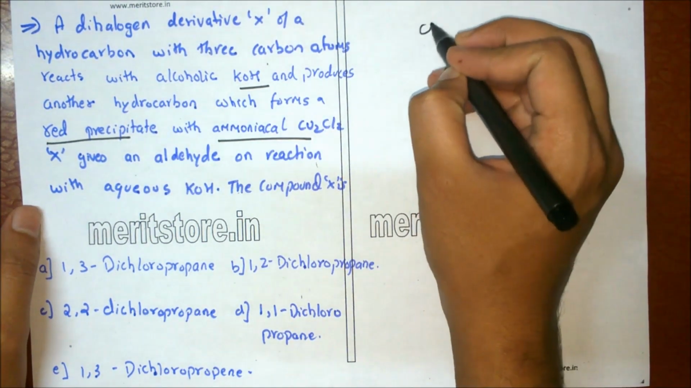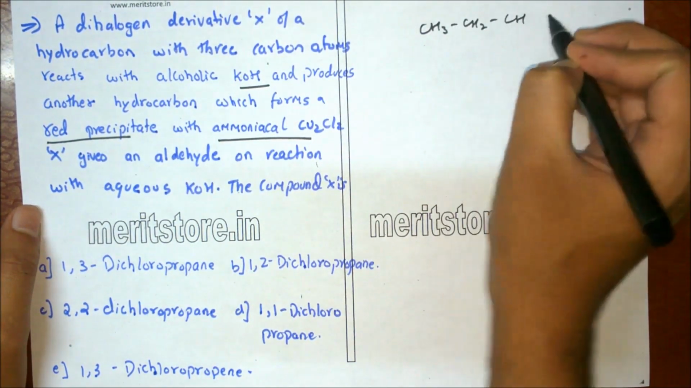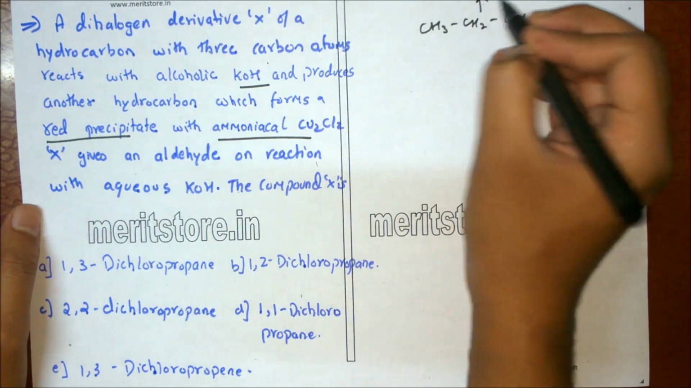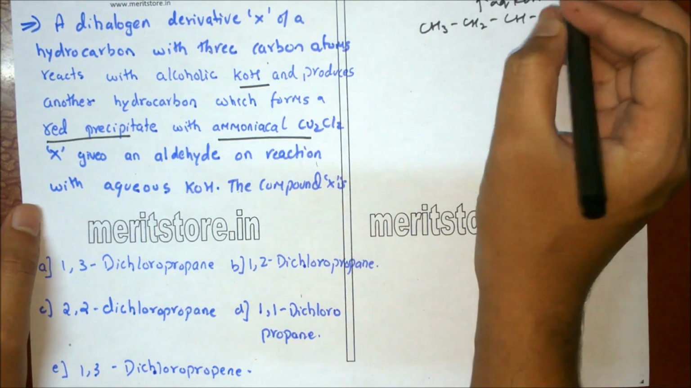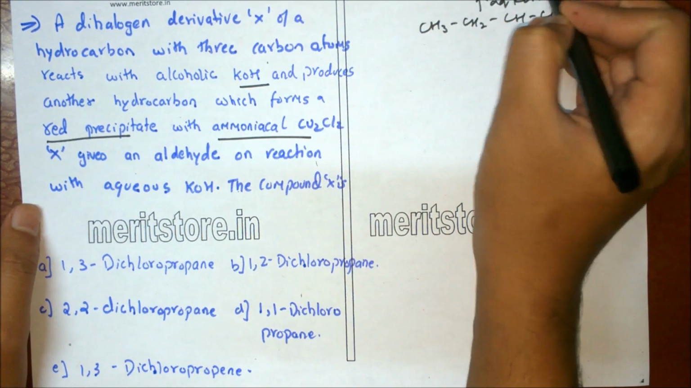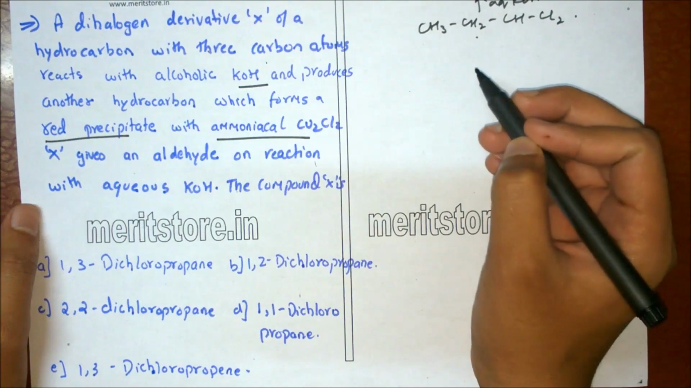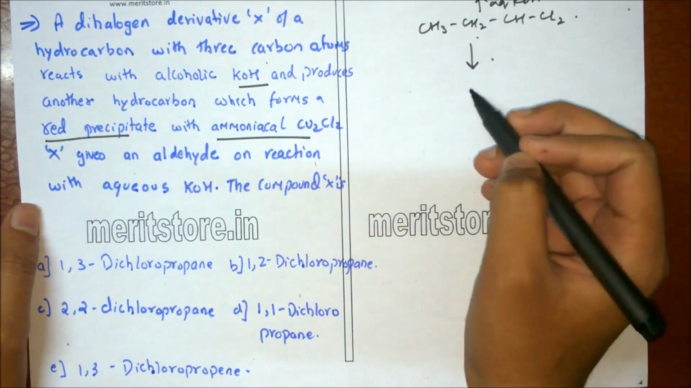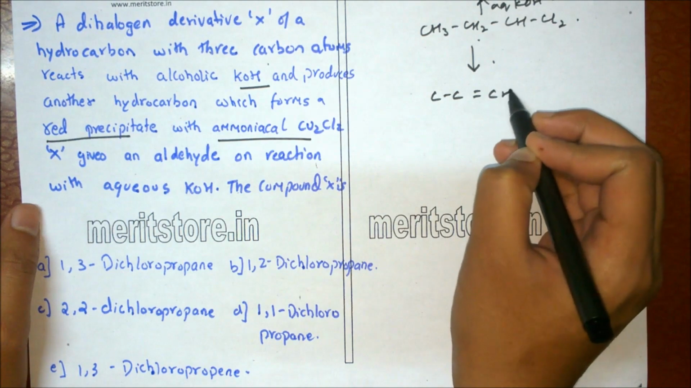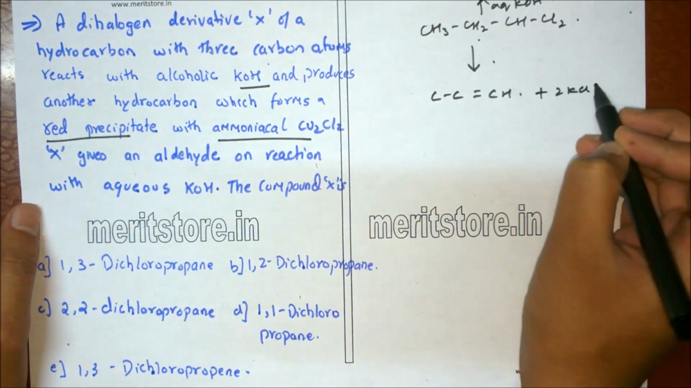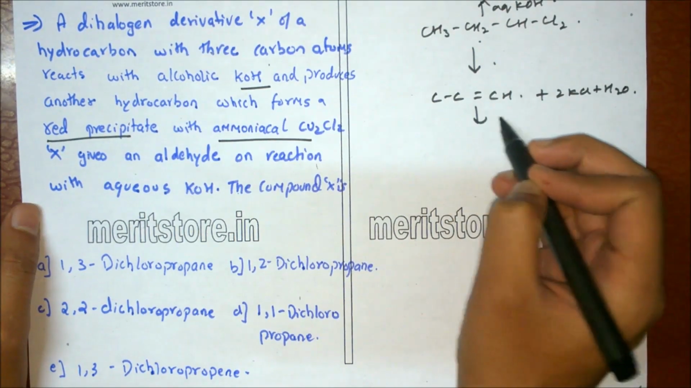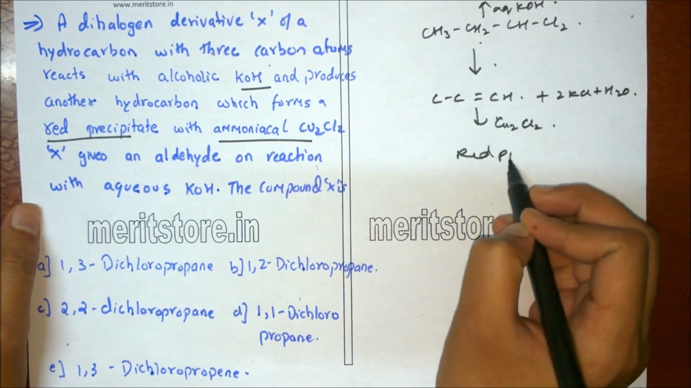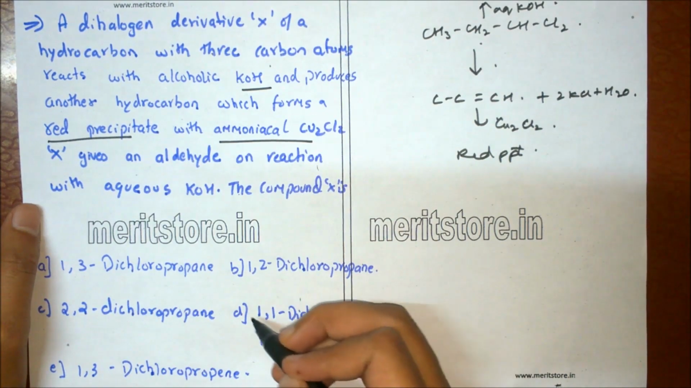The compound is CH3CH2CHCl2, 1,2 dichloropropane, which on reaction with aqueous KOH will give an aldehyde, which on reaction with alcoholic KOH will give a hydrocarbon plus 2 KCl plus water, which on further reaction with Cu2Cl2, cuprous chloride, will give a red precipitate. So option D, 1,2 dichloropropane, is the correct answer.